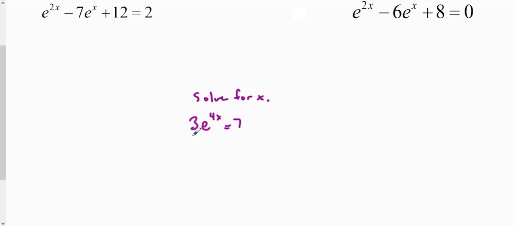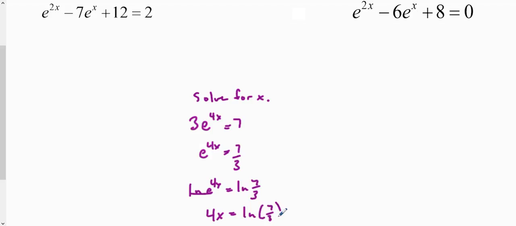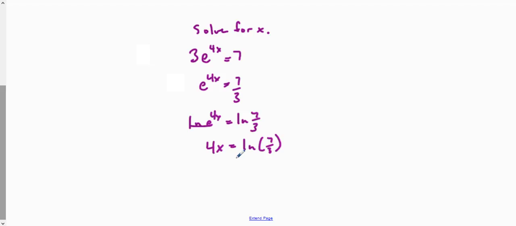In that, you have to first get the exponential by itself, so you have to divide by 3. So we have e to the 4x equals 7/3. And then once you have the exponential by itself, you go to log it. So when you natural log both sides, you have the natural log of 7/3. These will cancel out using the inverse property, so you have 4x equals the natural log of the quantity 7/3. And then you're going to divide by 4. So you have x equals 1/4 times the natural log of 7/3.